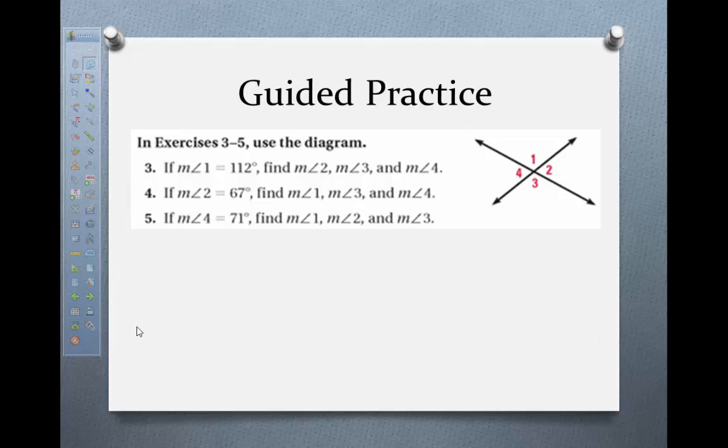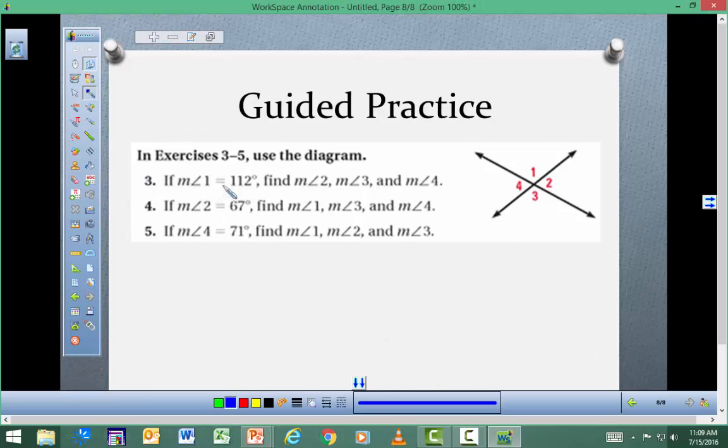Now, one thing you should realize is that this diagram is used over and over again for each one of these problems. So, what you'll do is use this information, and then you'll erase it, and then do a new problem with this new piece of information. So let's see here. If we're told that angle 1 is 112 degrees, well, we need to find out what these other angles are, 2, 3, and 4. Well, I know angle 3 is 112 also.